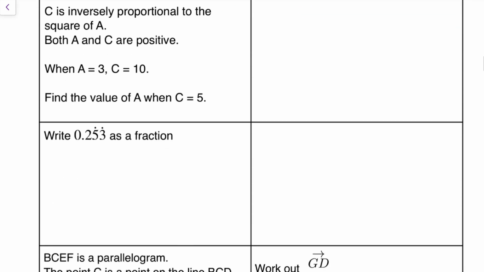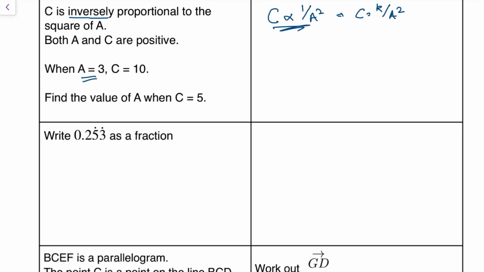Next question. Excellent. We have a proportion question. Notably, we have an inverse proportion question. So let's write down the relationship. C is inversely proportional, 1 over, to the square of A. So it's going to be A squared. And then I also know that this is my relationship, but this is my equation, C equals K over A squared.